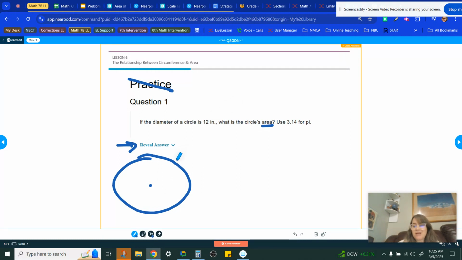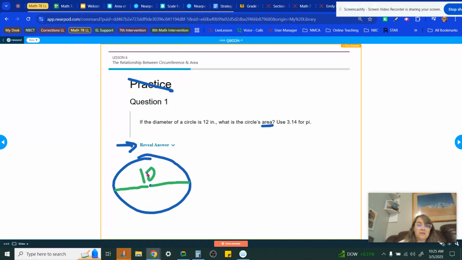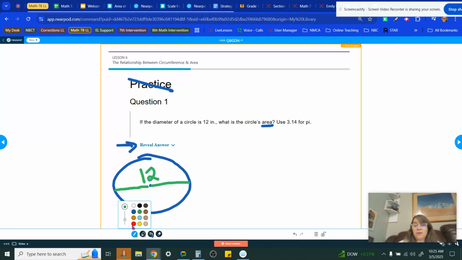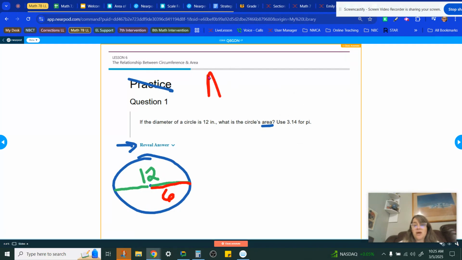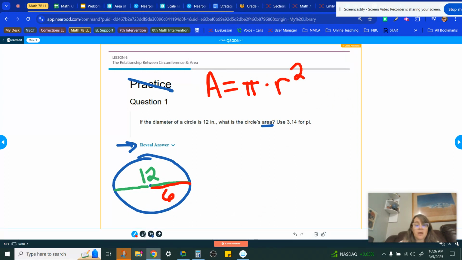Here is a bad drawing of a circle. It's not very round. I'm sorry. It's the best I can do. All I can do is my best. Okay, so the diameter is 12. What that means is that the radius is only going to be 6. Okay, the diameter goes all the way across. I don't want to go all the way across. I want the radius because the area is pi times the radius to the second power. Okay, so you've got to find that radius.